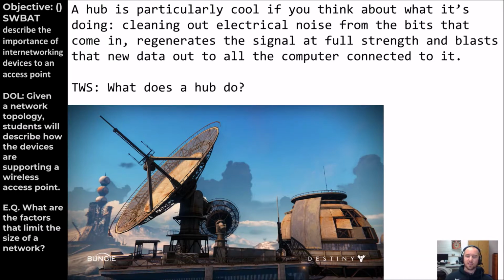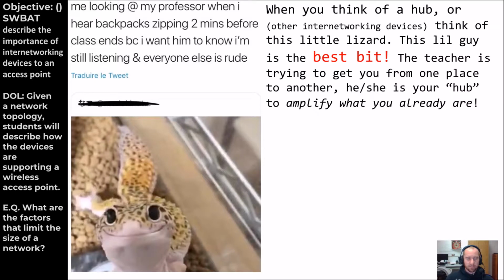It regenerates the signal at full strength and blasts that new data out to all the computers that it's connected to. Makes me think of a picture from Destiny with their big old satellites. And in that case, think of your teacher as a hub. When you think of a hub, think of this little lizard guy. This little guy is like the best bit.